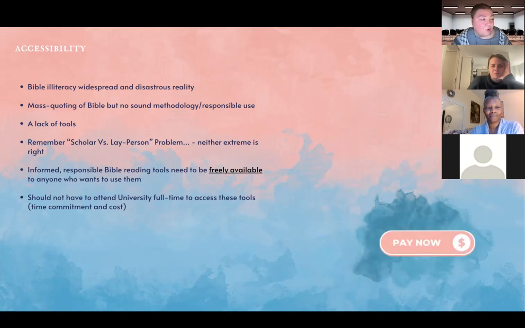At the beginning of our course, in our introduction, we talked about this gap that exists between scholars and lay people. Because of the academic arrogance and disconnectedness of one, and just open the Bible and do as it says on the other hand, neither extreme is what we need. Informed Bible reading needs tools to be freely available to anyone. You shouldn't have to pay years for a university course to have access to this stuff.